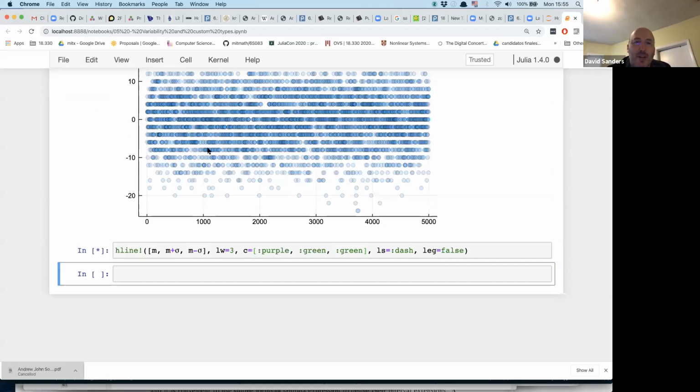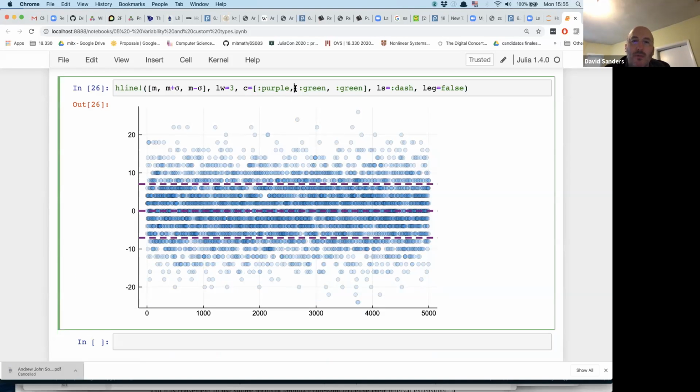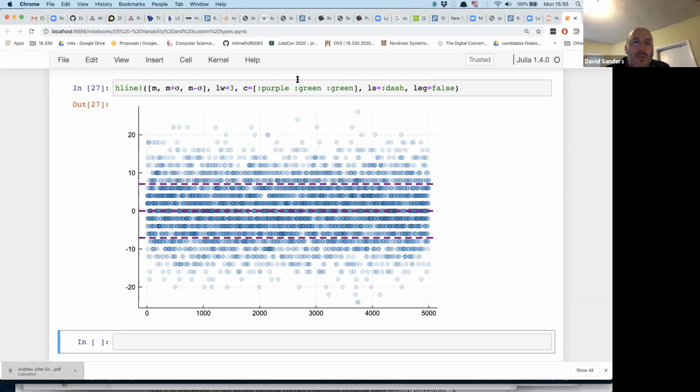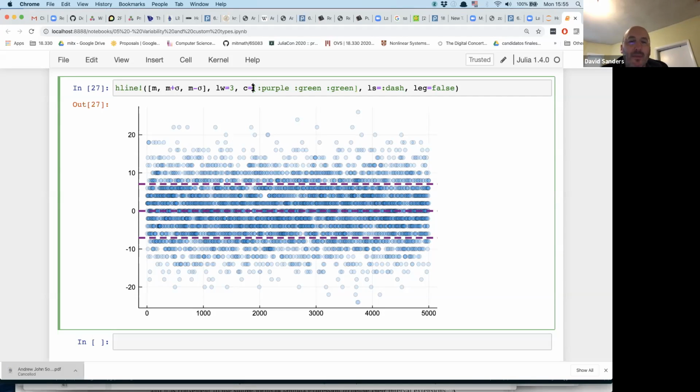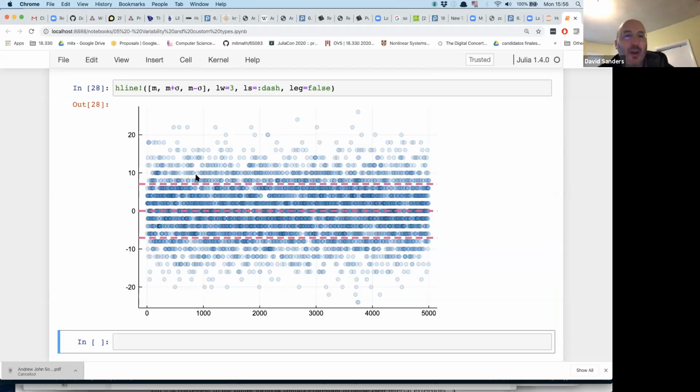I give it a vector of colors. No? Oh, it's a shame. That's a bit ridiculous. Okay. Who knows what's going on there? They apparently have to all be the same color. That's disappointing.